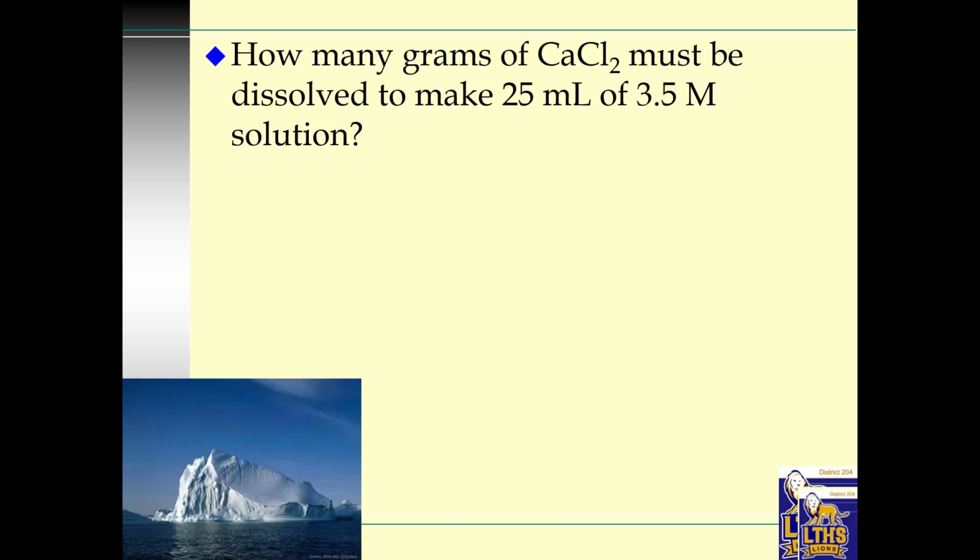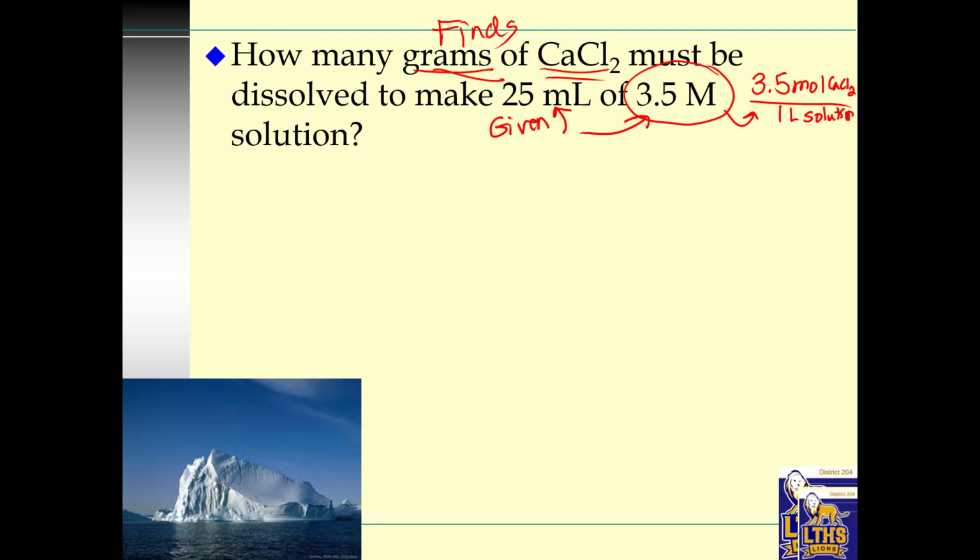Okay, what else can we do with this? We want to find grams of calcium chloride, given 25 milliliters of a 3.5 molar solution. Here again, I want you to really realize that 3.5 M means 3.5 moles of calcium chloride for every 1 liter of solution. This is that; that equals that. So I want to find grams of CaCl2, and I'm given 25 milliliters.